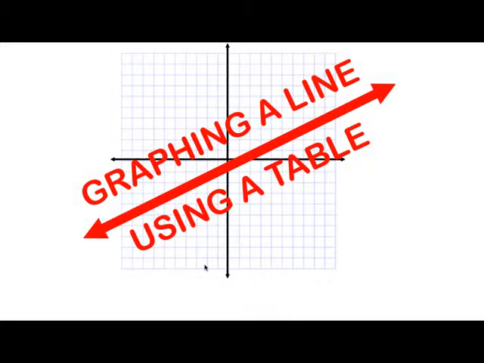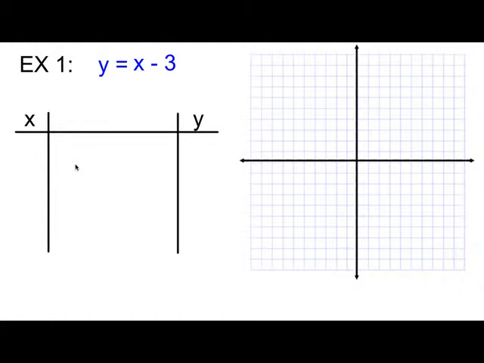Today we're going to learn how to graph a line using a table. The first problem we're going to do, example 1, is y equals x minus 3. In order to do this problem, we need to first create a table of 3 columns. The first column is going to be your x values. The second column is going to be your function, which is x minus 3. And the third column is going to be your y value.